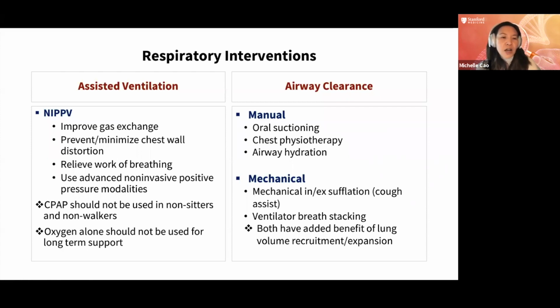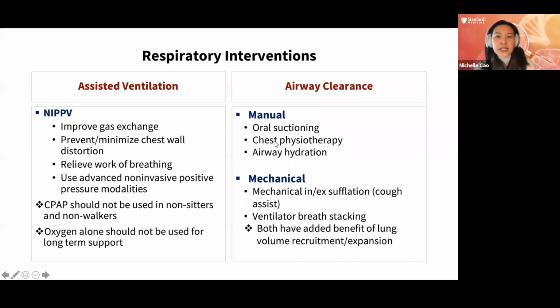CPAP should not be used in non-sitters and non-walkers. CPAP can be used selectively in walkers if they have strictly just obstructive sleep apnea. Oxygen alone should never be used for long-term support. In the acute setting, it can be used in conjunction with the NIV device.